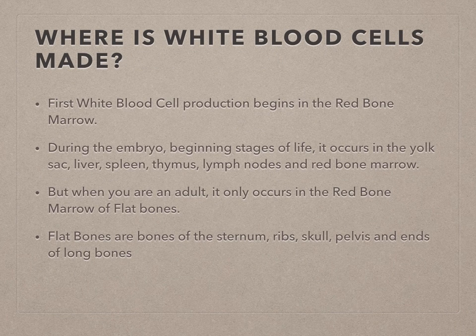Where are white blood cells made? First, white blood cell production begins in the red bone marrow. During the embryo stage, which is the beginning stages of life, in the mother's womb, it occurs in the yolk sac, the liver, spleen, thymus, lymph nodes, and red bone marrow. When you become an adult, it only occurs in the red bone marrow of flat bones. That's very specific because it does not occur in any other type of bones. Flat bones are bones of the sternum, ribs, skull, pelvis, and the ends of long bones.